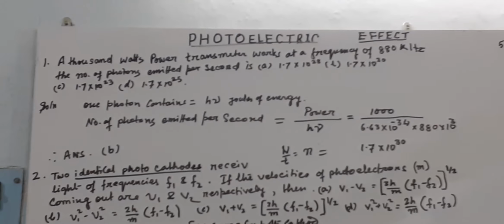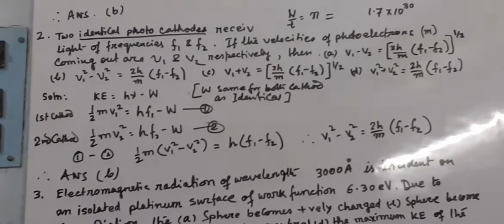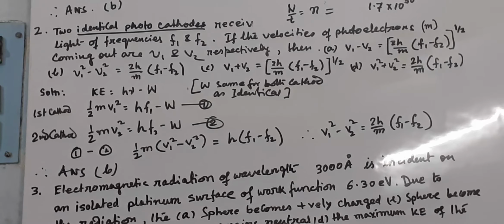Next question, question number 2. Two identical photocathodes, that has to be noted, receive light of frequencies f1 and f2. If the velocities of photoelectrons having mass m coming out are v1 and v2 respectively, then there are 4 choices. We have to get the suitable one.